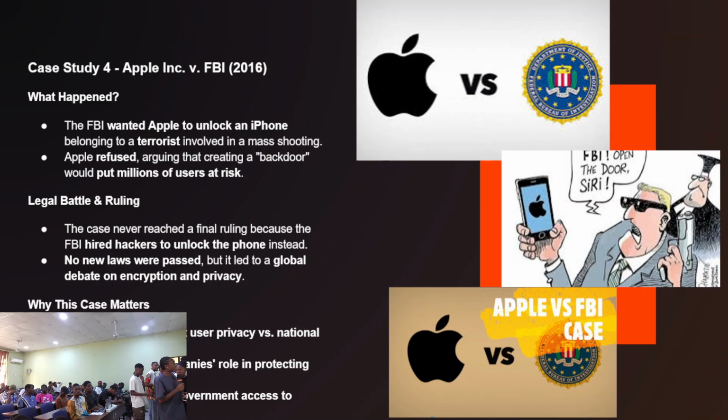Apple versus FBI, 2016. What happened? The FBI wanted Apple to unlock an iPhone belonging to a terrorist involved in a mass shooting. Apple refused, arguing that creating a backdoor would put millions of users at risk. Legal battle and ruling. The case never reached a final ruling because the FBI hired hackers to unlock the phone instead. No new laws were passed, but it led to a global debate on encryption and privacy. Why this case matters? It raised concerns about users' privacy versus national security, highlighted tech companies' role in protecting data, and influenced policies on government access to encrypted devices.